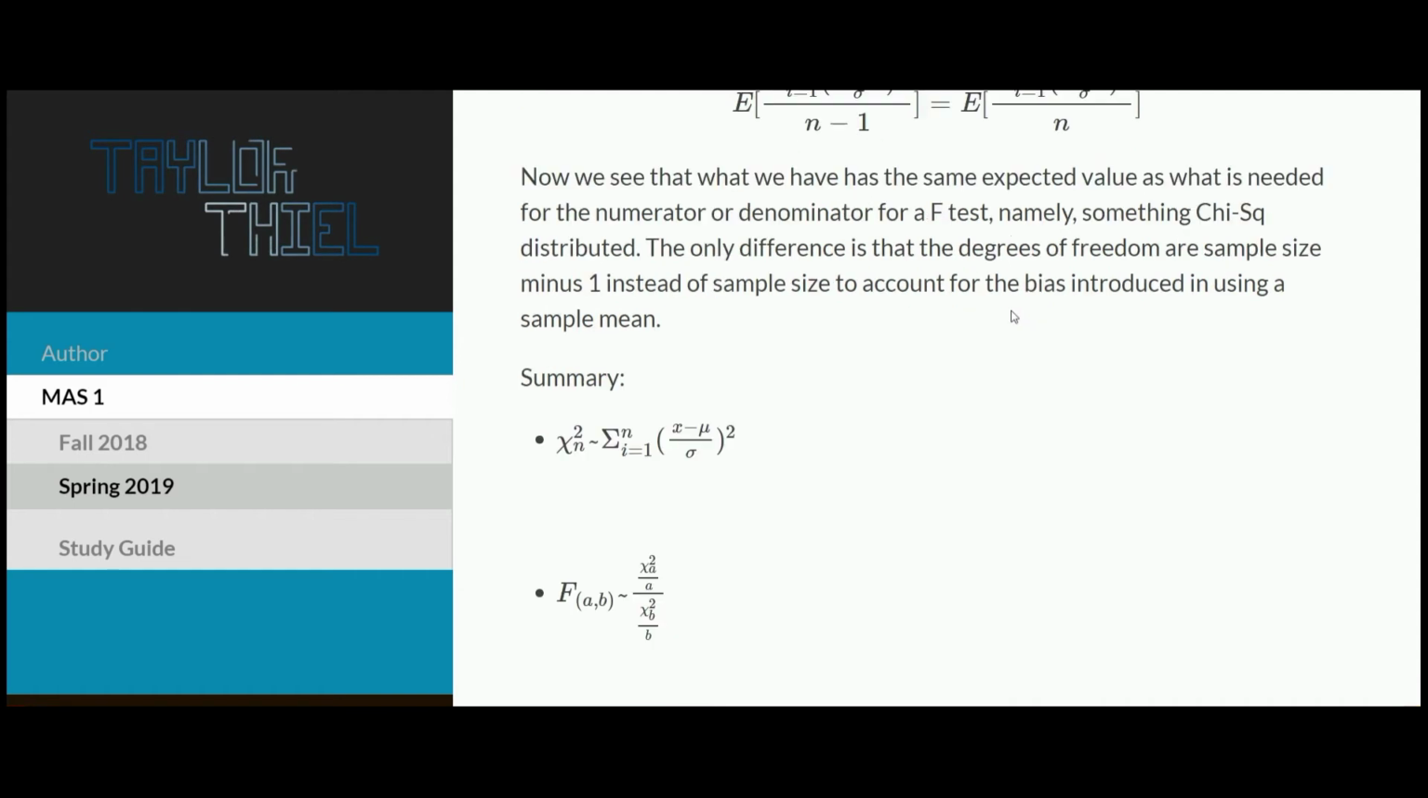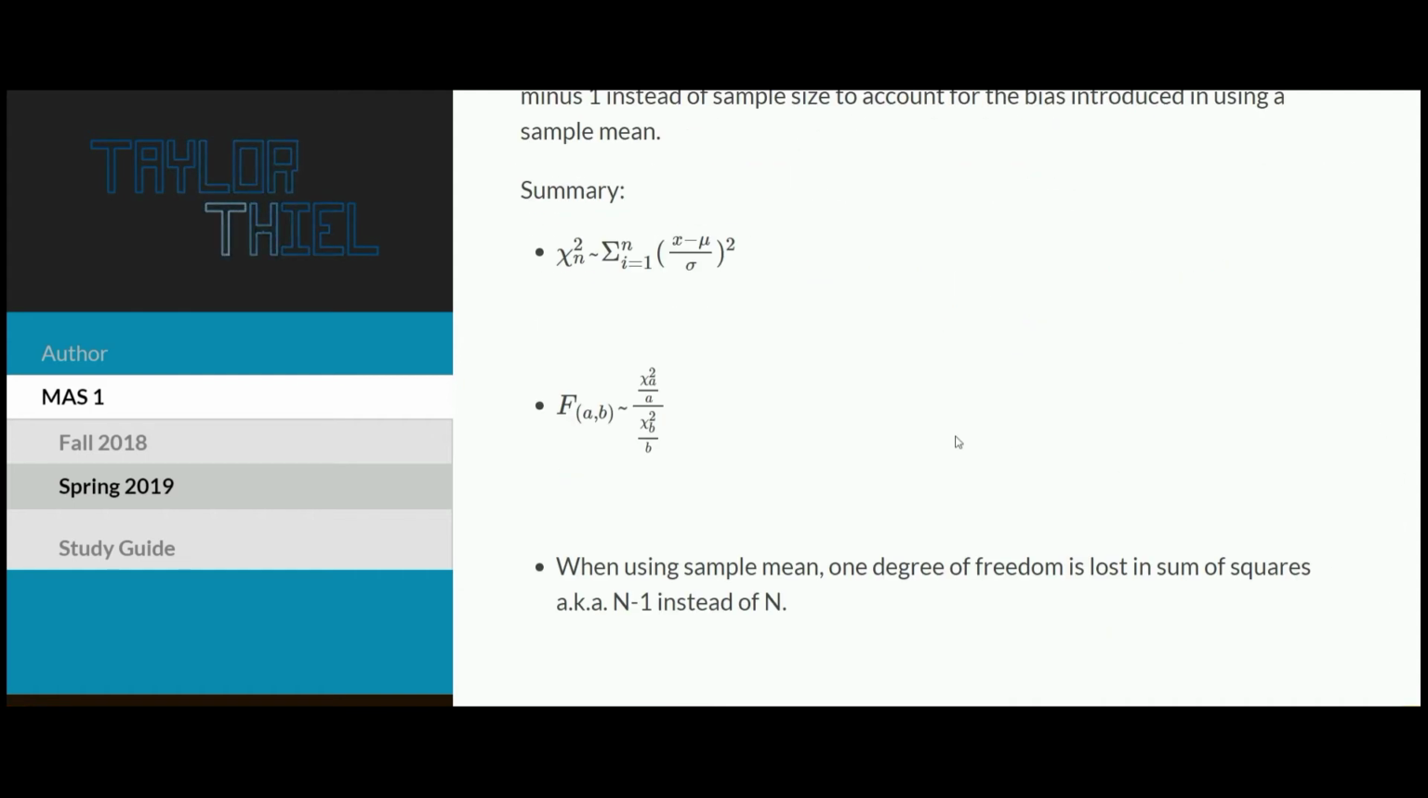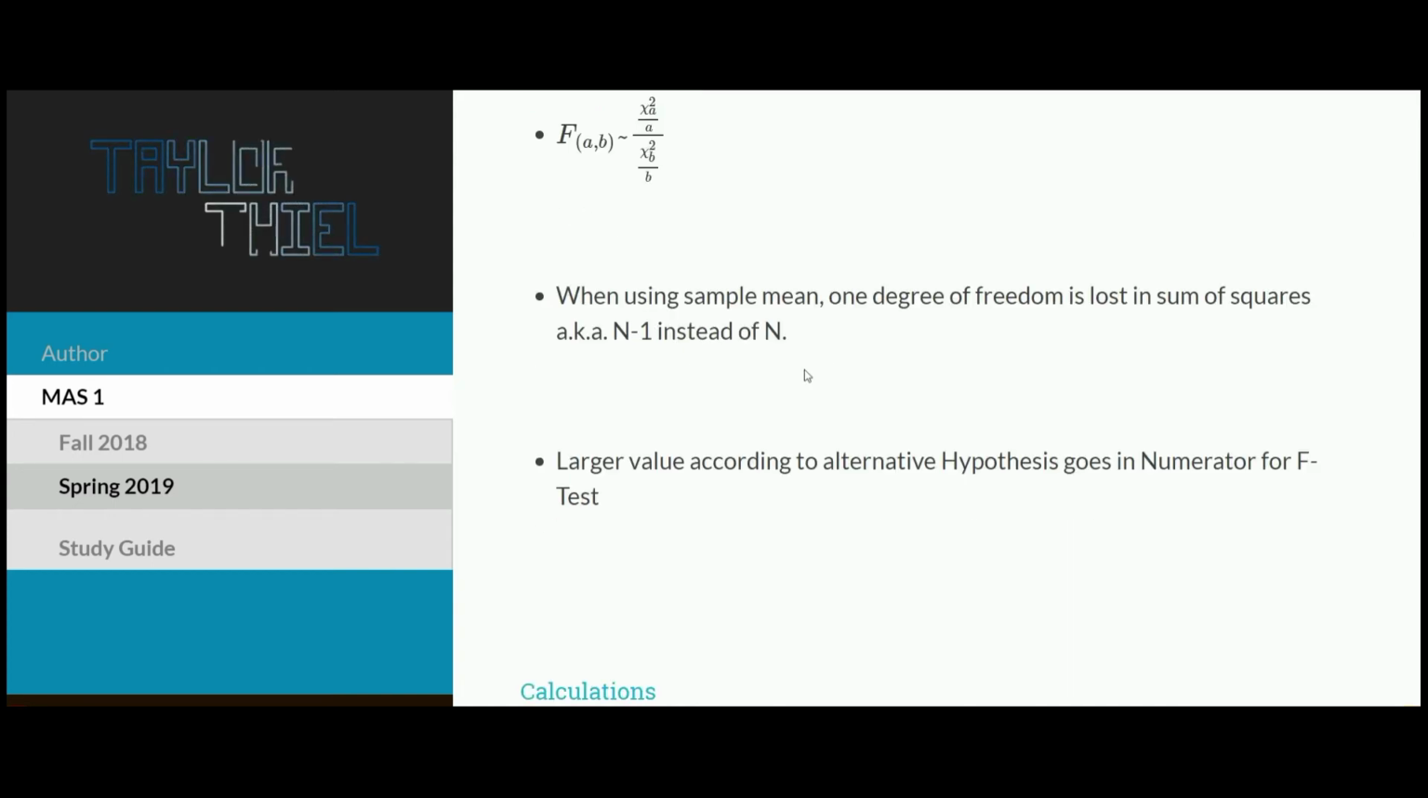So in summary, I know that was a lot, but starting off, a chi-squared distribution is just the sum of normalized 0, 1 samples squared. An F distribution is distributed as two scaled chi-squared distributions, and they're scaled by their corresponding degrees of freedom. Third, when using a sample mean, 1 degree of freedom is lost. If you're using that sample mean, you're going to underestimate, and so you need to divide by that bias to get an expected value equal to the true value.